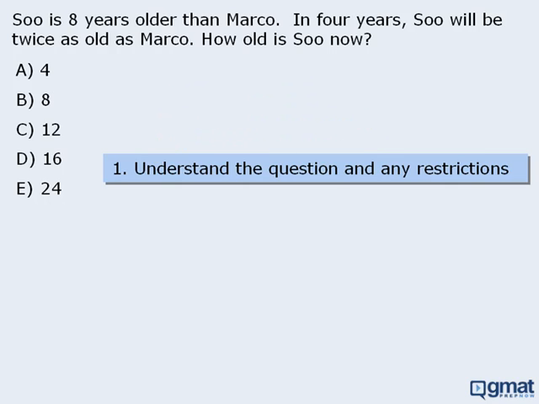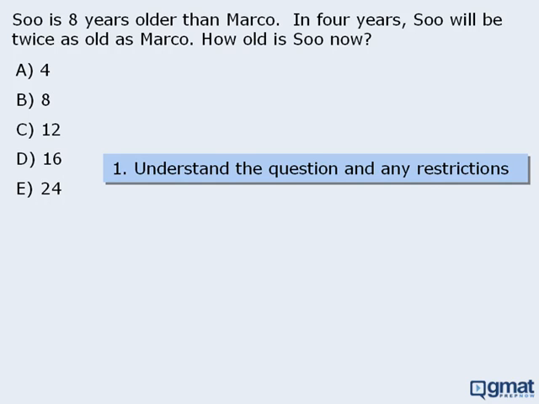Now, in addition to understanding the question, we should also identify any restrictions. For example, in this particular question, the ages must be positive numbers. For other questions, it could be implied that the numbers involved are all integers. For example, if a question tells us about a population of bears, we can assume that the number of bears is an integer, a positive integer.